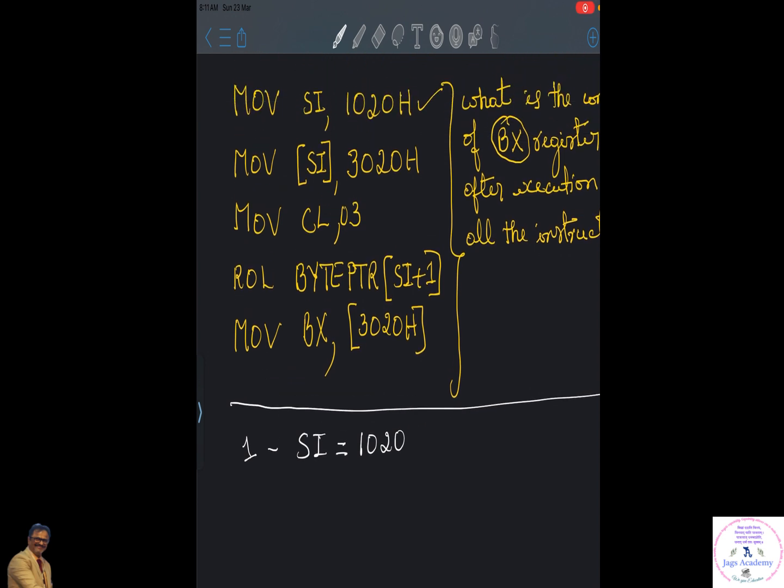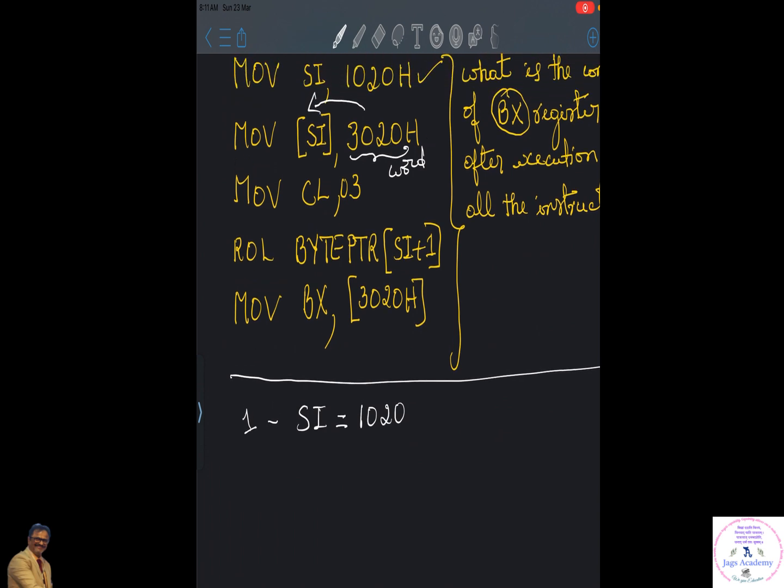The next instruction is you are trying to put a word into a memory. A word means a 16-bit value, and you are putting it into the memory whose address is in the SI register. This is an example of an indirect addressing mode.